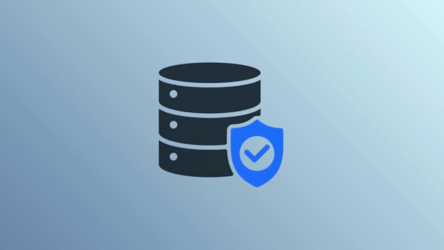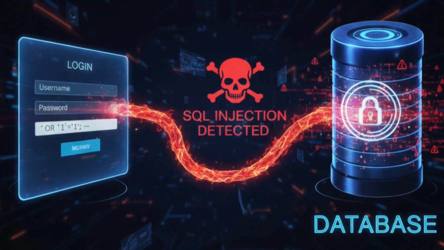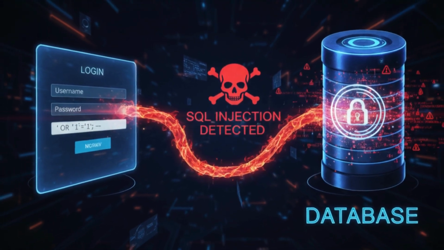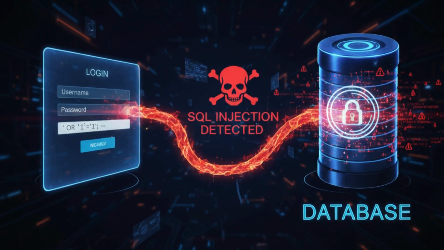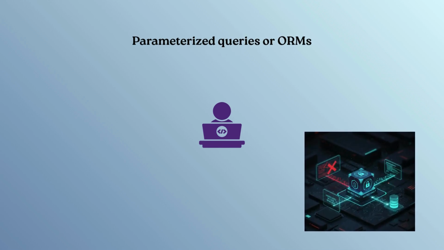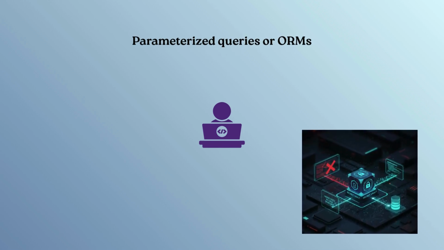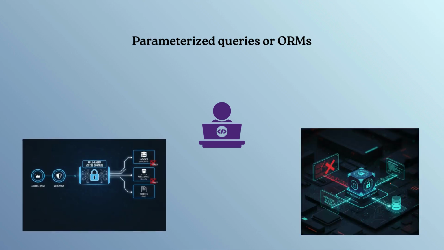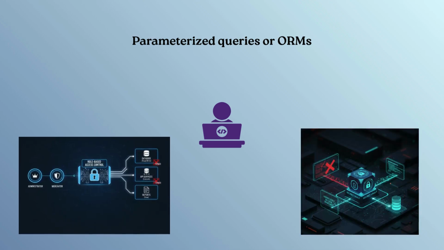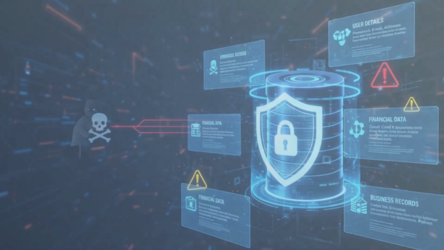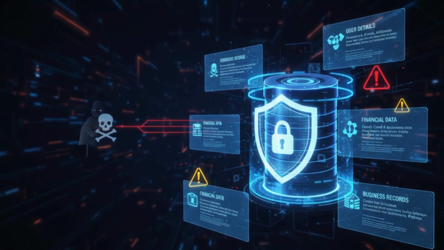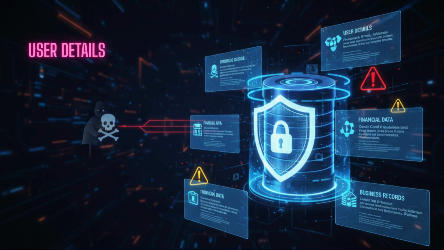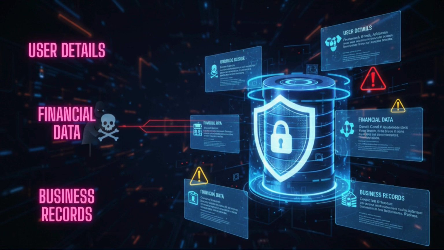Databases also need to be protected. The most common risk is SQL injection, where malicious input is used to manipulate queries. To prevent this, developers use parameterized queries or ORMs, and secure storage of database credentials, not hard-coded in code, but in environment variables or secret vaults. Role-based access control, so only authorized users and services can perform certain actions. Security is critical because databases often hold sensitive information, such as user details, financial data, or business records.